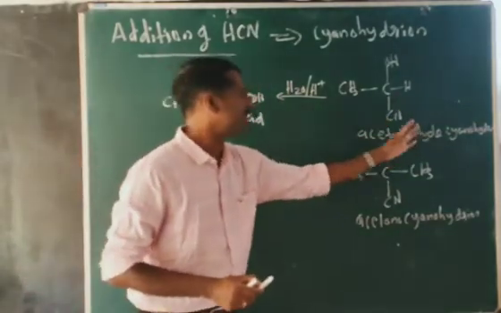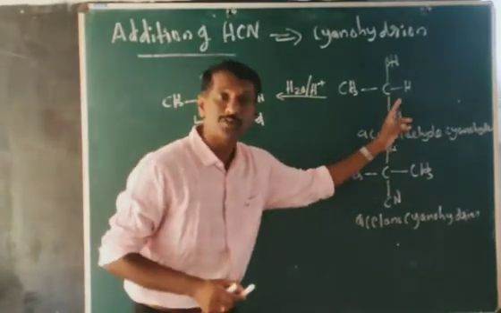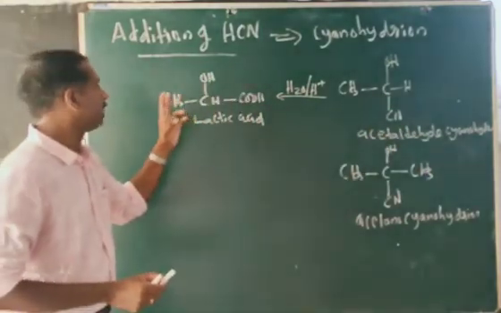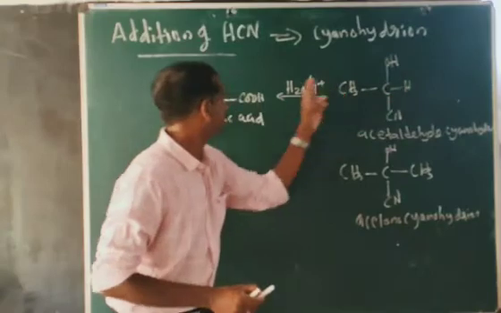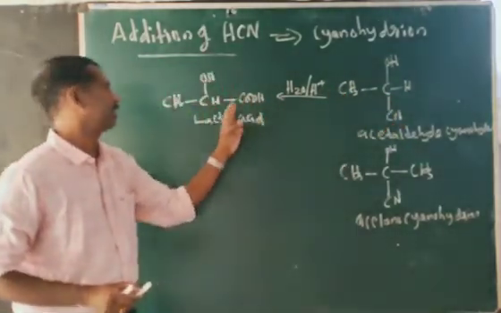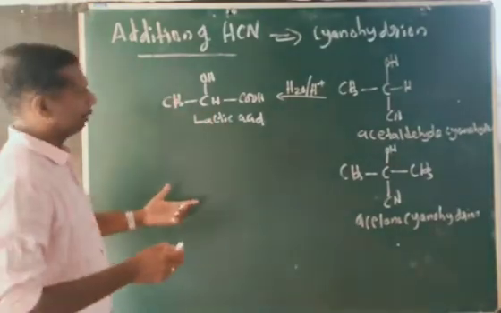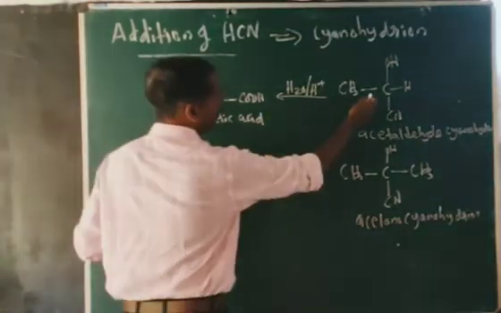Example, acetaldehyde cyanohydrin undergoes hydrolysis, the CN group will change into COOH. Therefore, what we get? CH3CH, COOH. The CN group is changing to COOH. The acid is known as lactic acid.